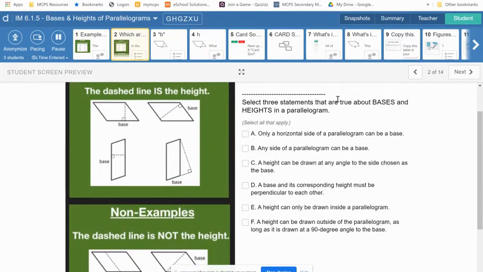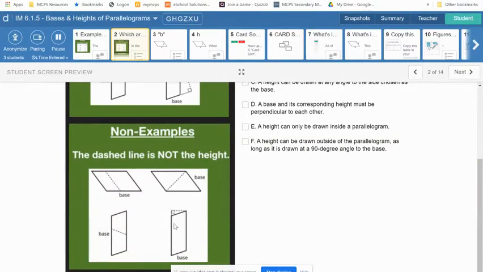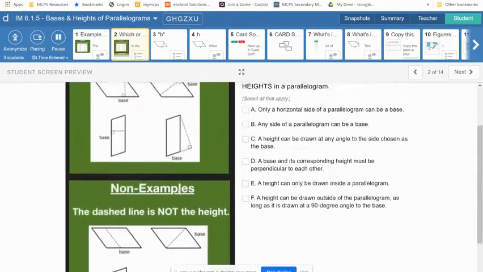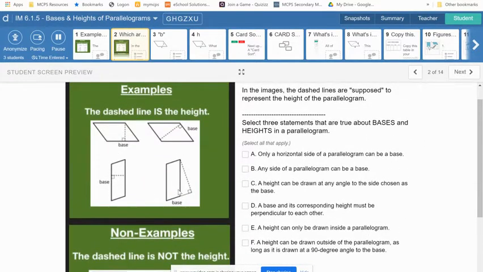Select 3 statements that are true about bases and heights in a parallelogram. Okay, so these are our non-examples, and these are our examples. We're going to use these to pick the correct statements. Statement A: only a horizontal side of a parallelogram can be a base. Horizontal is this long line right here, so that's a base. The base over here is not horizontal. It's kind of going a little bit vertical or slanty.